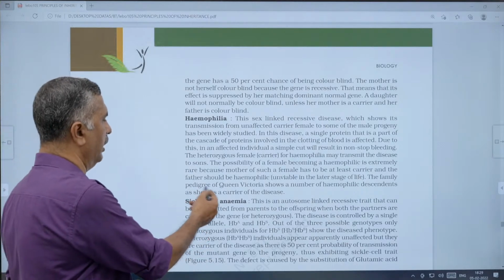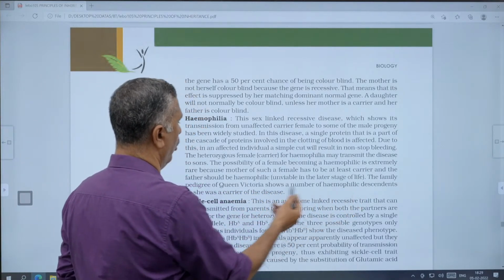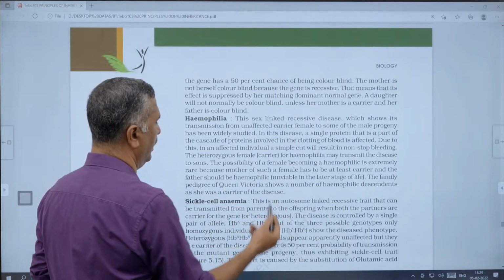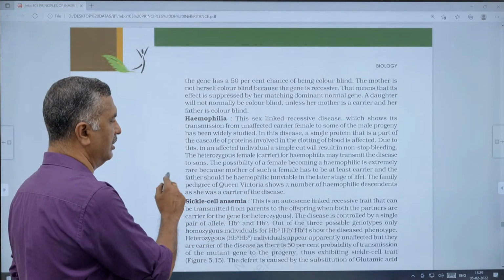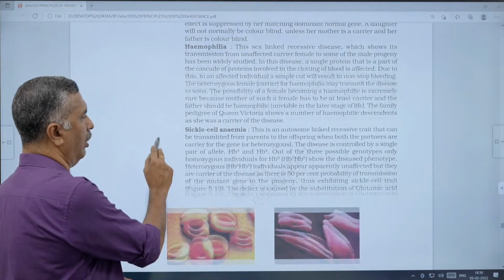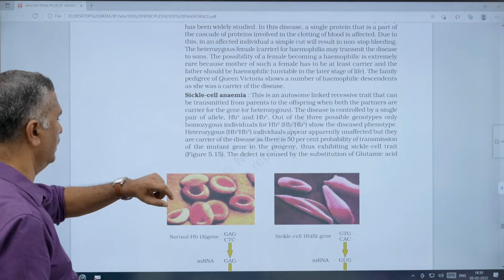The family pedigree of Queen Victoria shows a number of hemophilic descendants. She was a carrier of the disease. That's why hemophilia is called a royal disease.